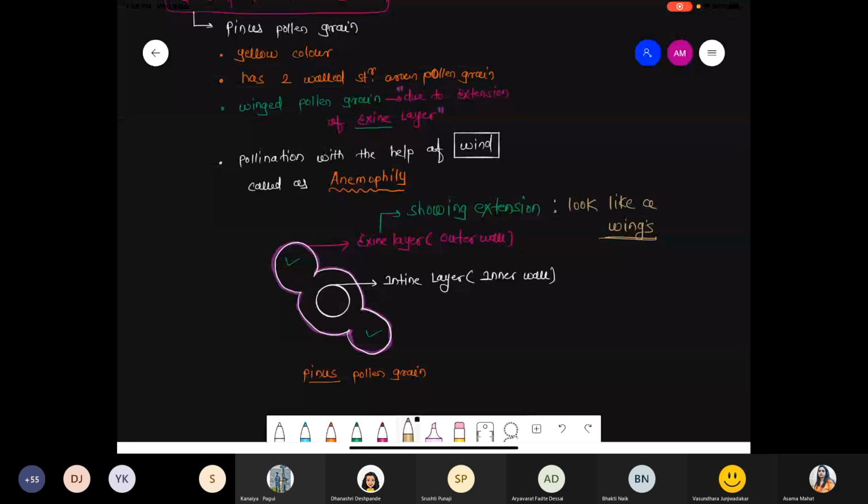Got it Baba? ठीक है, sure. One question is fixed on this: winged pollen grain we use only for pinus pollen grain, बाकी कहीं पे भी हम यूज नहीं करते.